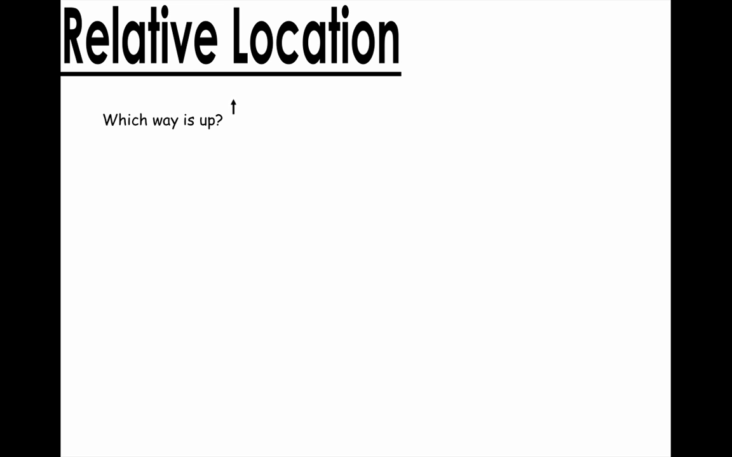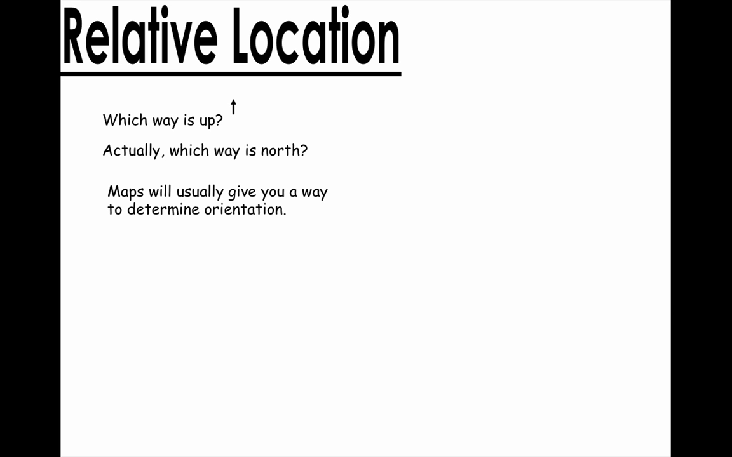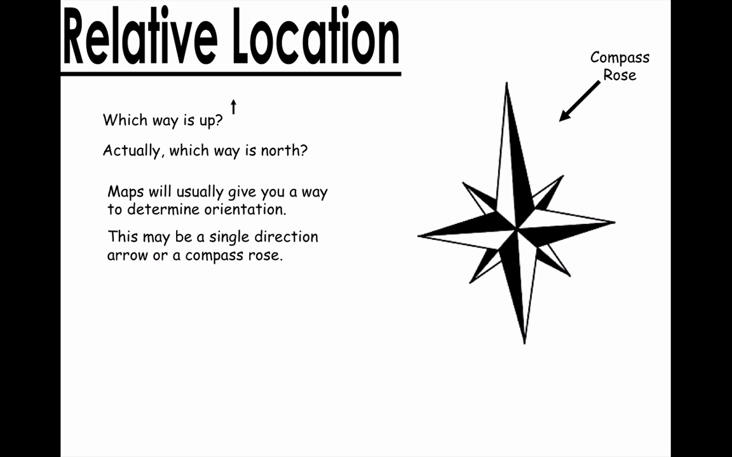Which way is up? Actually, which way is north? This is a relative location that a lot of other locations are based around. Maps will usually give you a way to determine orientation. This may be a single direction arrow or a compass rose. A compass rose tells you two things.